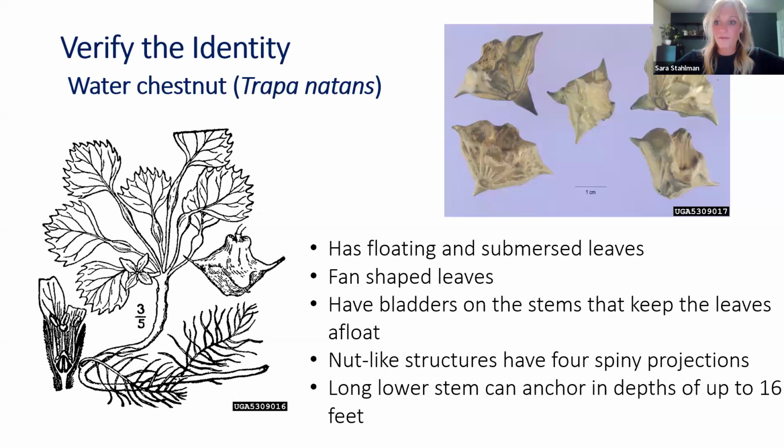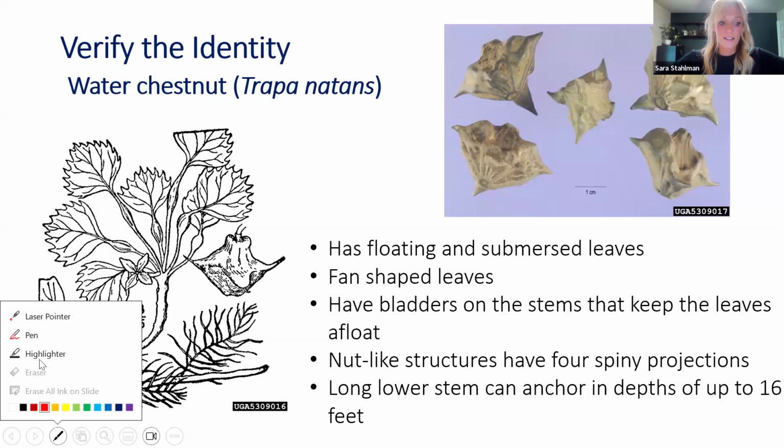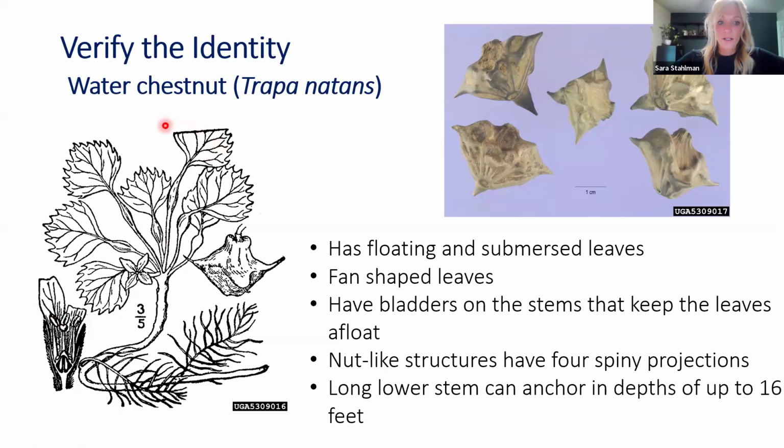So here we have obviously water chestnut, since that's our case study species here, thing that has floating leaves. So it has this kind of rosette of floating leaves, but it also has these submersed leaves that are underneath the water. They're a little bit more feathery. The leaves are fan shaped. They have these bladders on the stem that help that rosette stay afloat.